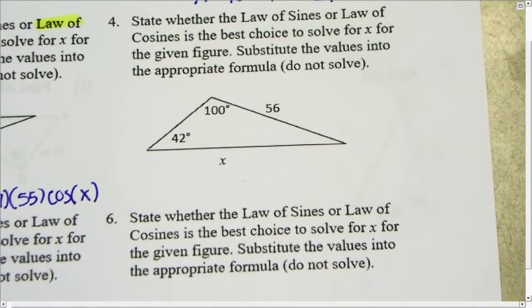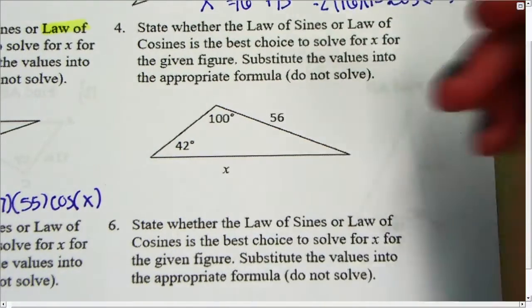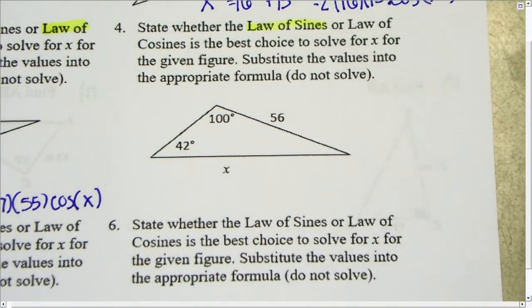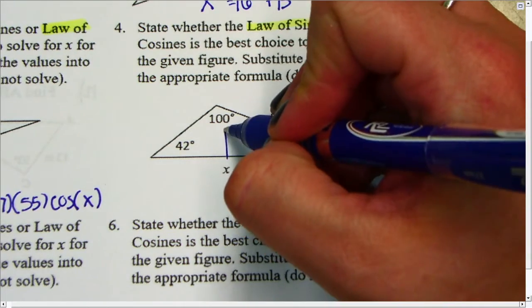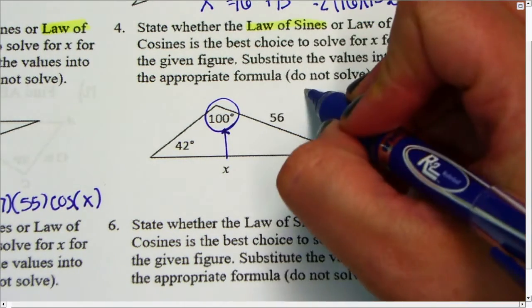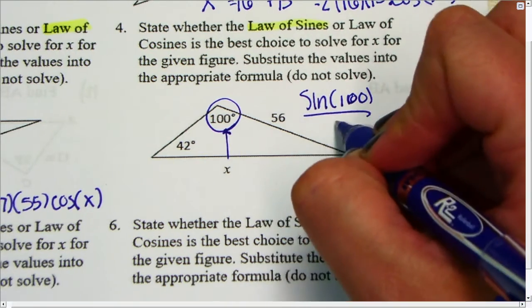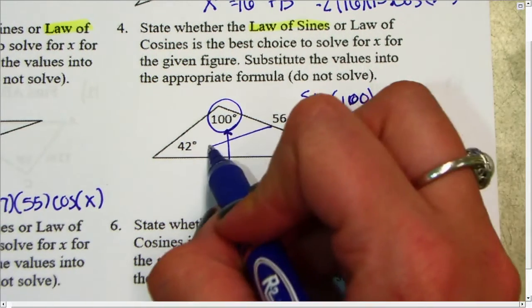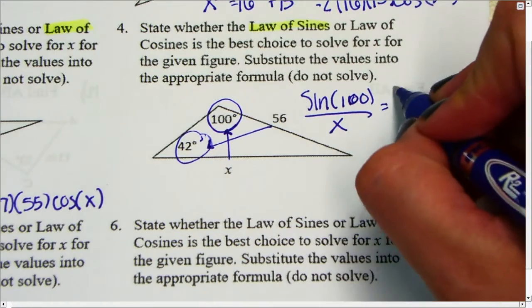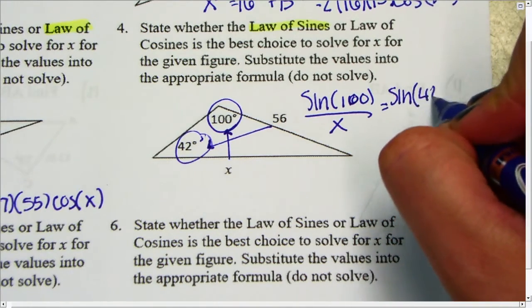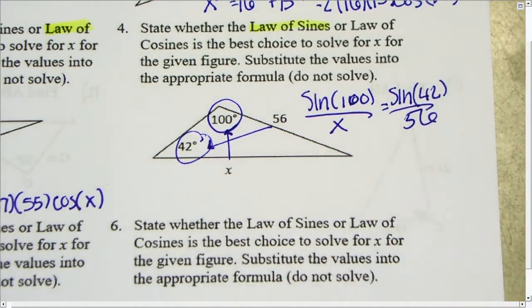Number 4, again, I see two angles and two sides, so that is a law of sines. So across from the x, I deal with the angle of 100, so this is the sine of 100 over x. 56 goes to 42. Sine of 42 over 56. Again, no solving necessary, just set up.